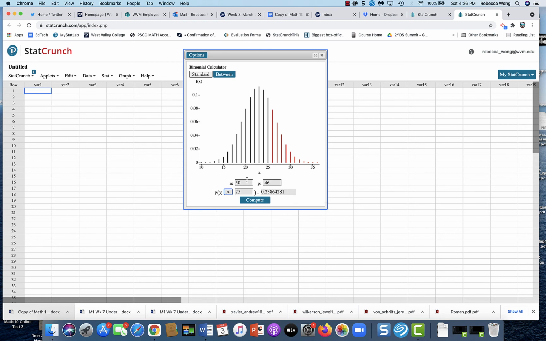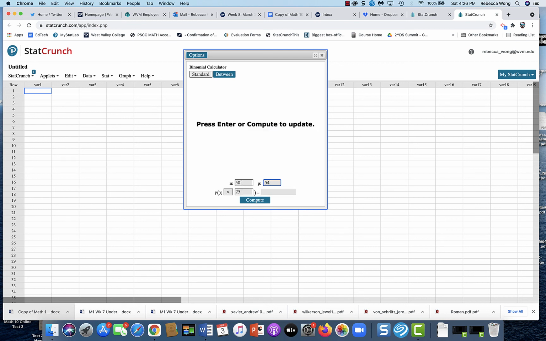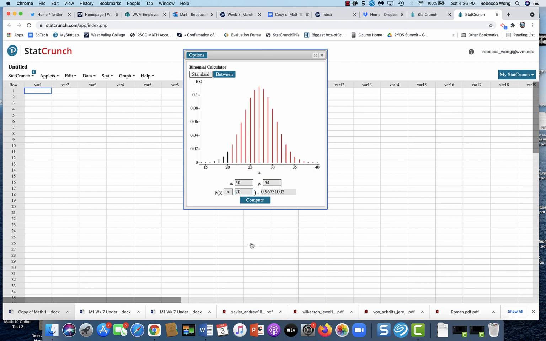For D, n is 50. If the probability that they use one of the devices is 0.46, the probability they do not use a device is 0.54. And we want it more than 20, so greater than 20. And so the answer to that is 0.967, or about 96.7%. And so that's how you use your binomial calculator in StatCrunch.